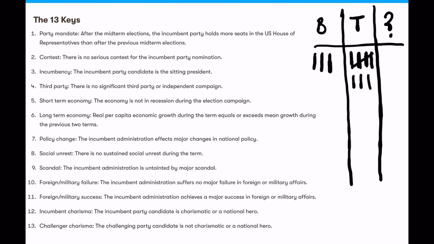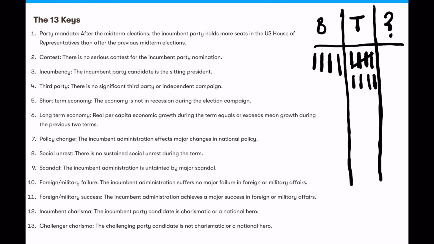And again, this is not speaking in favor of Trump. We're only talking about the current president, who is currently holding the White House. Incumbent charisma, right? That's why all this stuff is indicated. It's talking about the incumbency, incumbent charisma. The incumbent party candidate is charismatic, or is a national hero. That's false. So right now we are at 9 for Trump, because he's not.